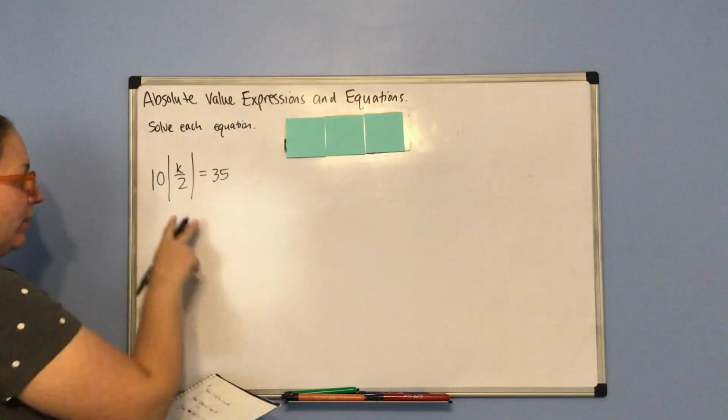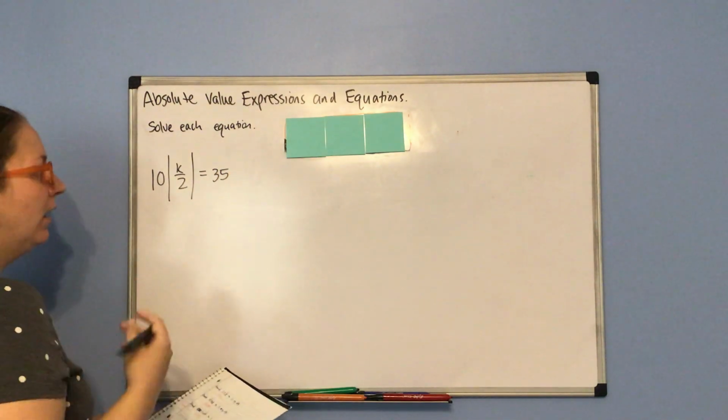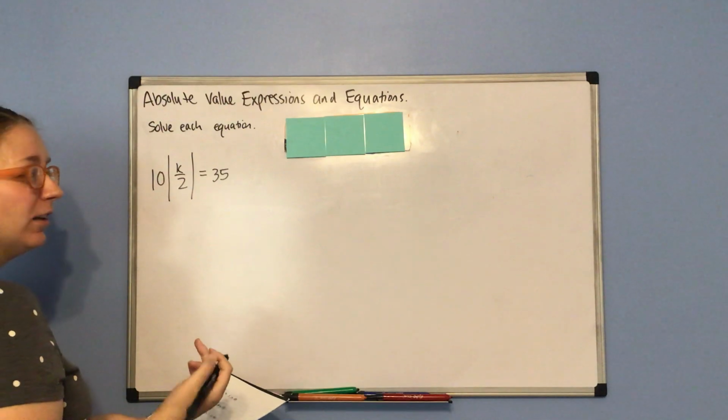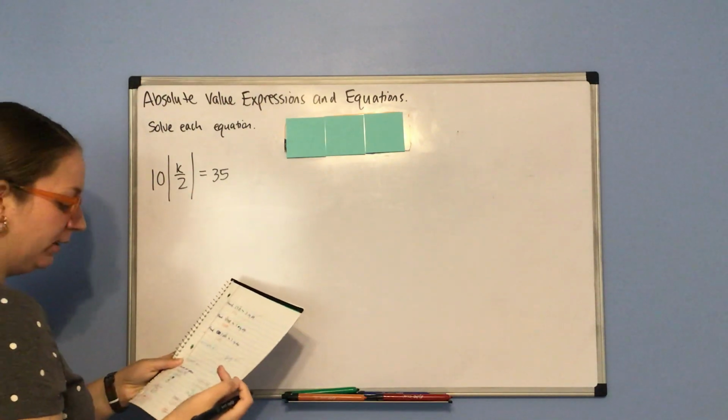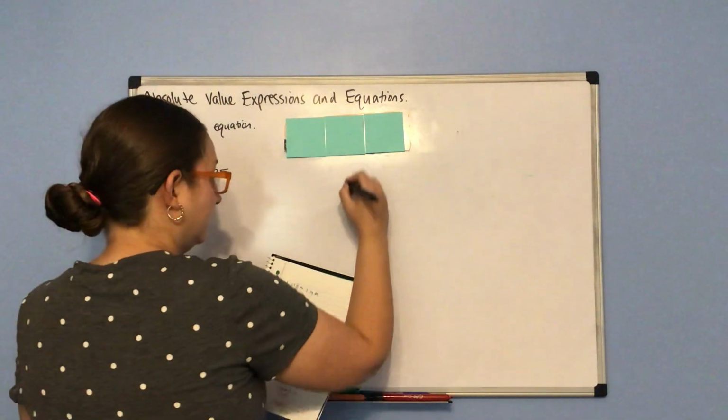And you may have noticed I write my absolute value bars really big. I do that just because of my own handwriting, otherwise they look too much like ones to me. Do whatever works for you.